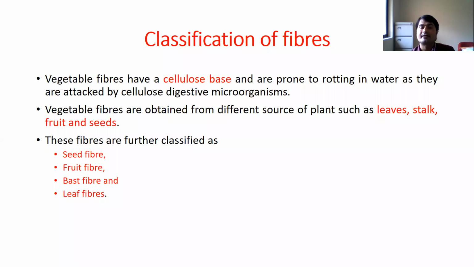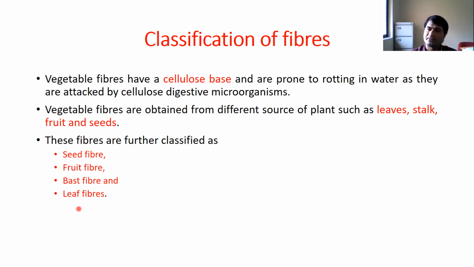So these fibers are classified based on the source. अगर हम सीड से एक्सट्रैक्ट कर रहे हैं या बना रहे हैं, then it will be called a seed fiber. If we are manufacturing or preparing from fruits, then it is a fruit fiber. If we are preparing from this stalk, then it is a bast fiber. Leaf fiber, if we are preparing from the leaf, then it is a leaf fiber.